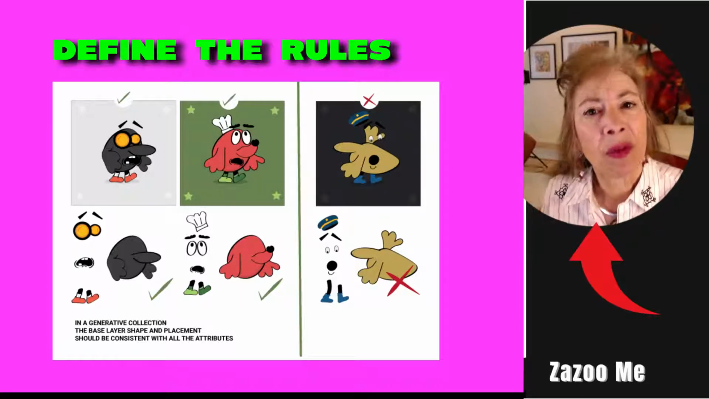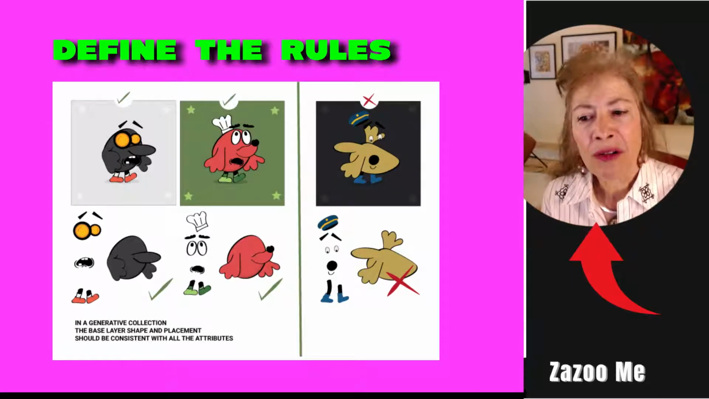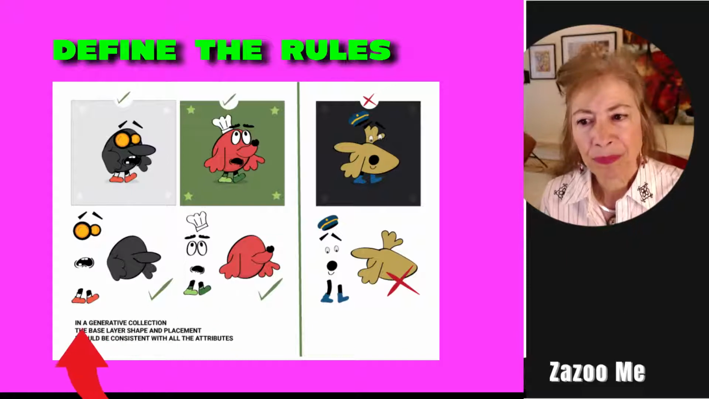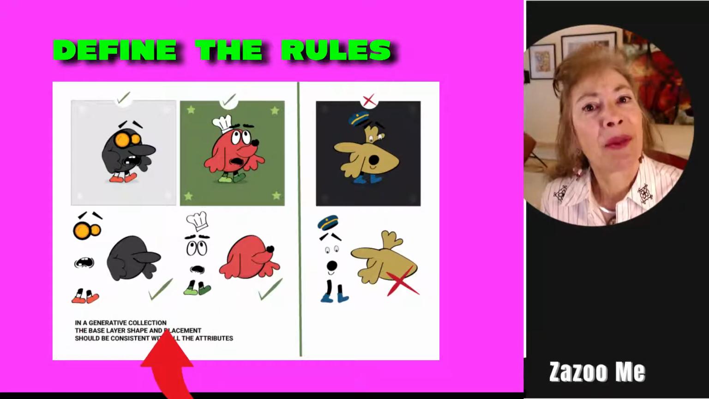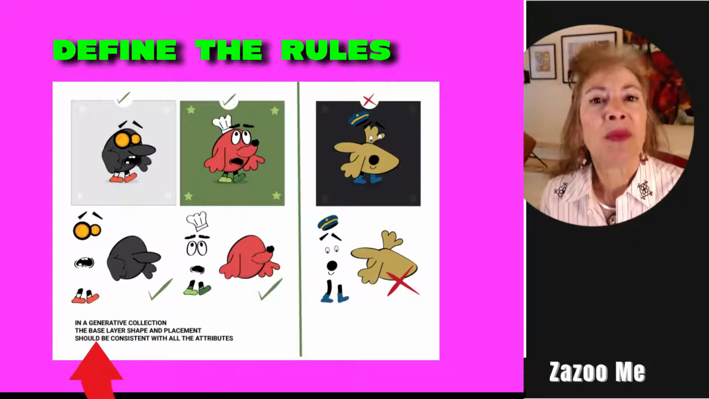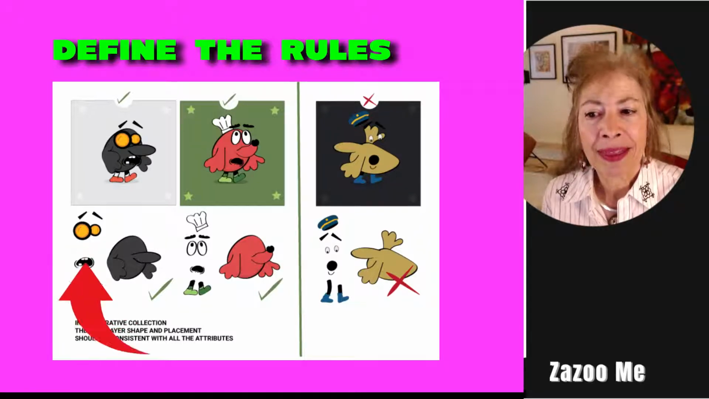Then you want to define the rules. And the rules in a generative collection are the base layer shape and placement needs to be consistent with the attributes.